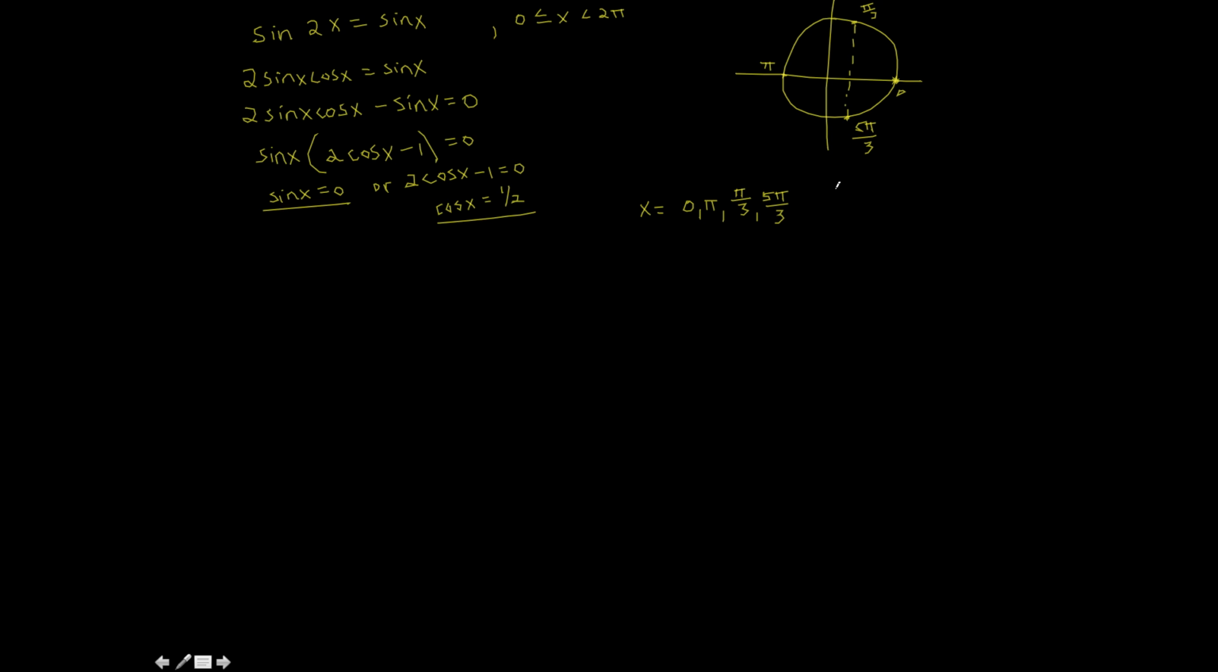Alright, so our next example: find all the solutions in degrees for this problem. Now remember, I want to find it in degrees. Sine of theta divided by 2 equals cosine of theta minus 1.